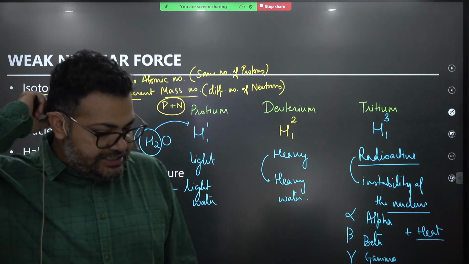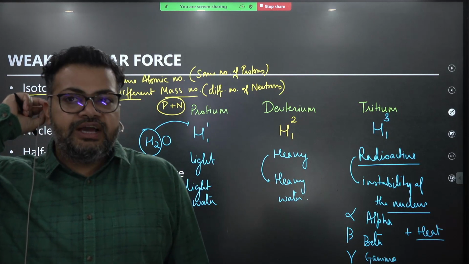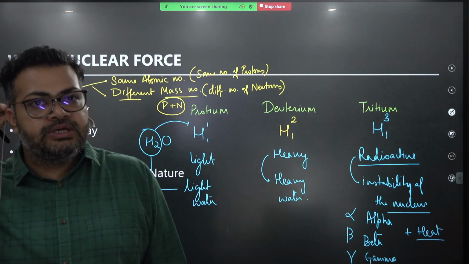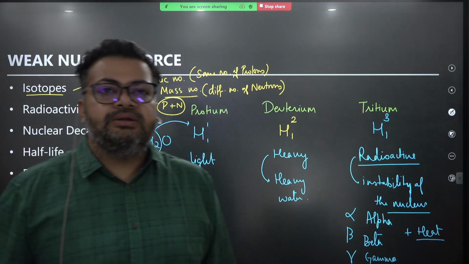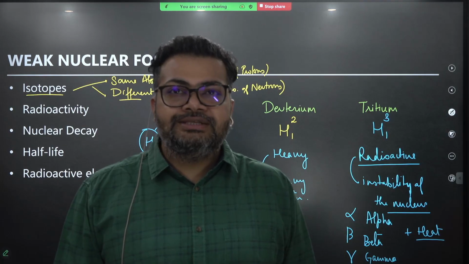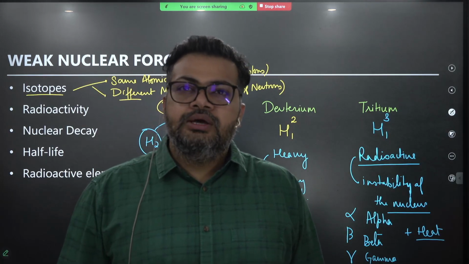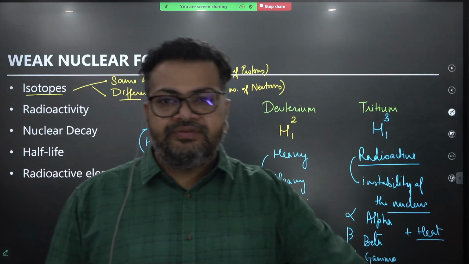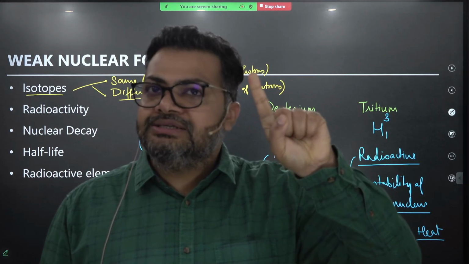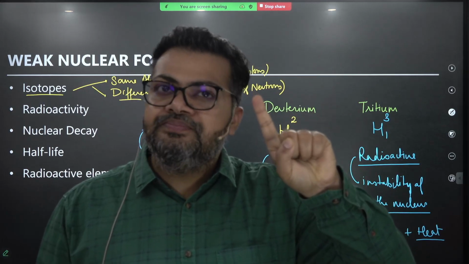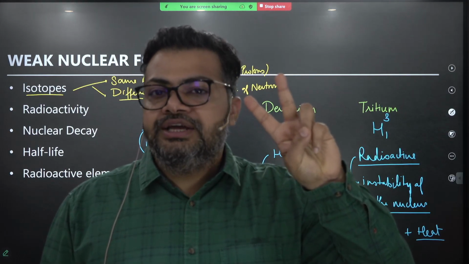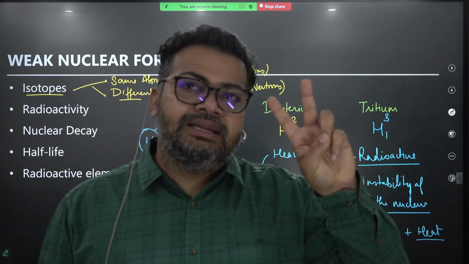I hope all of you are able to understand. This is what we have under the identification or classification of hydrogen isotopes. But we haven't understood radioactivity completely, so let's try to understand this concept slightly more. What have we known about radioactivity? That radioactivity is a phenomenon through which an unstable nucleus attains stability. That's point number one. How does it attain stability? By the release of radiations like alpha, beta, gamma and heat.